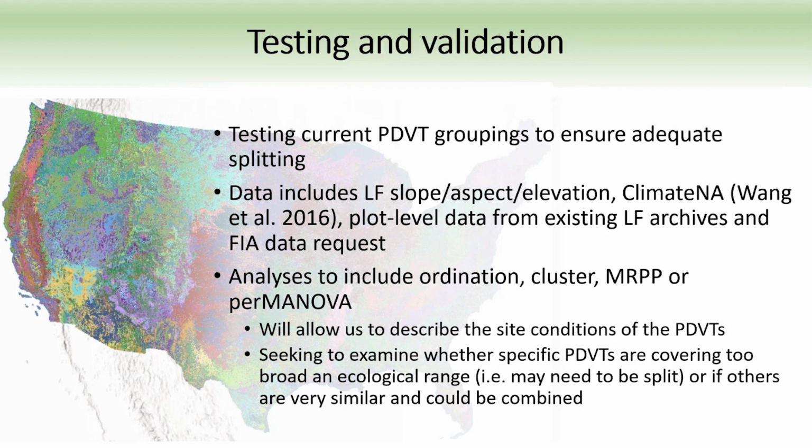But analyses will include things like ordination, cluster analysis, and multi-response permutation procedure, to be able to describe the site conditions of the PDVTs and also the spread of site conditions within PDVTs, to see whether some PDVTs are covering too broad an ecological range. Again, because this is being built to model off of. So if we have ones that are too broad, it's not going to be as useful for modeling 1 to 30 years into the future.